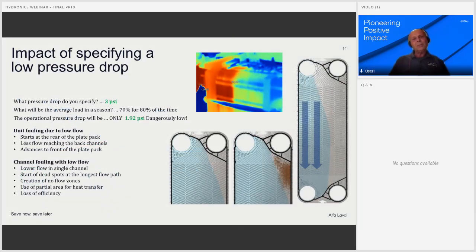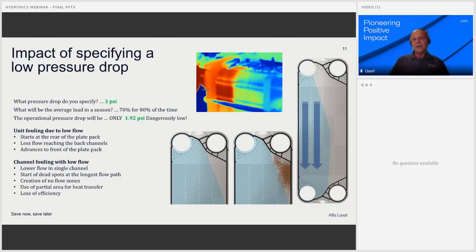Fouling. Fouling will appear with a lower turbulence in the channel in combination with the lower pressure drop. It always starts at the end of the heat exchanger because that's the longest space from entering at the connection. In this case, we see a heating loop where only a third of the package is used by the duty from the heat exchanger. And it also applies for every channel.